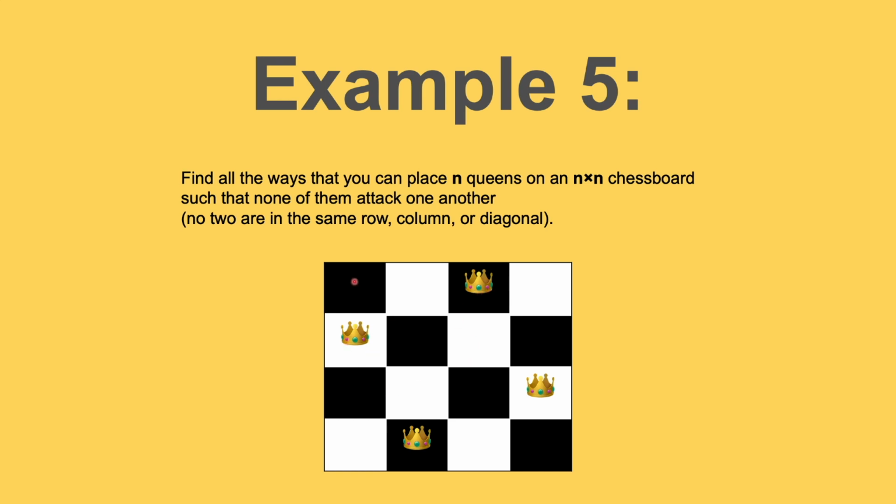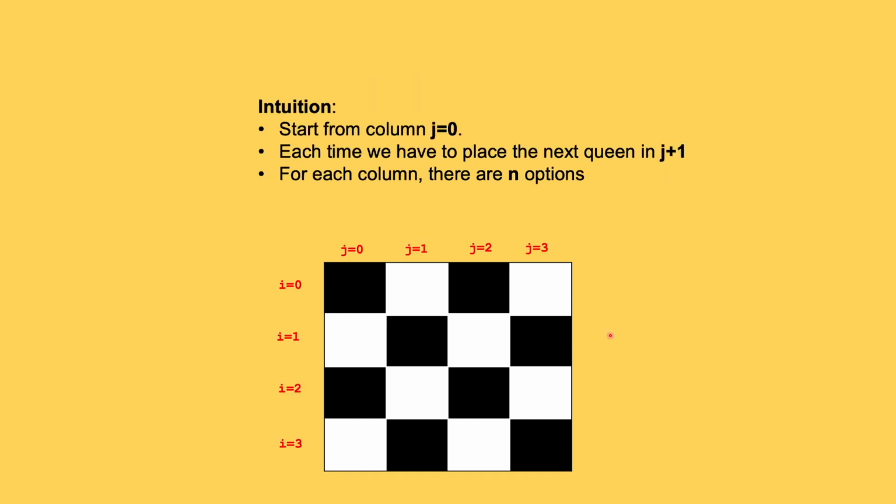If you remember from chess, queens can attack all the pieces in the same column, or all the pieces in the same row, or all the pieces diagonally. So our goal is to find a combination of these n queens so that no two queens can attack each other. The intuition of solving this problem is very simple and straightforward.